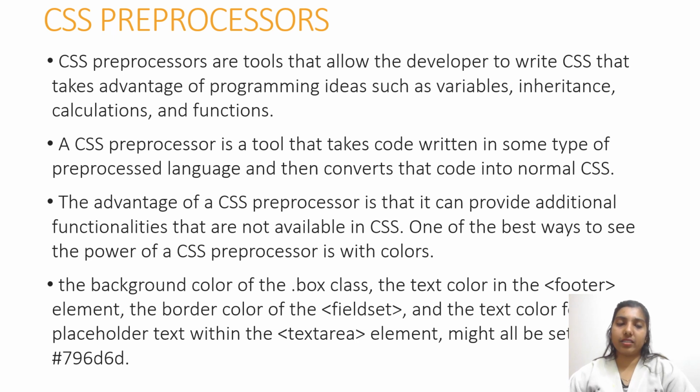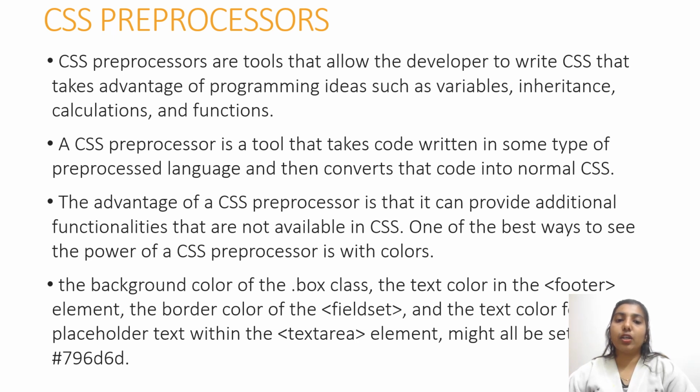CSS preprocessors. CSS preprocessors are tools that allow the developer to write CSS that takes advantage of programming ideas such as variables, inheritance, calculations, and functions. A CSS preprocessor is a tool that takes code written in some type of preprocessed language and then converts that code into normal CSS. The advantage of a CSS preprocessor is that it can provide additional functionality that is not available in CSS. One of the best ways to see the power of a CSS preprocessor is with colors.